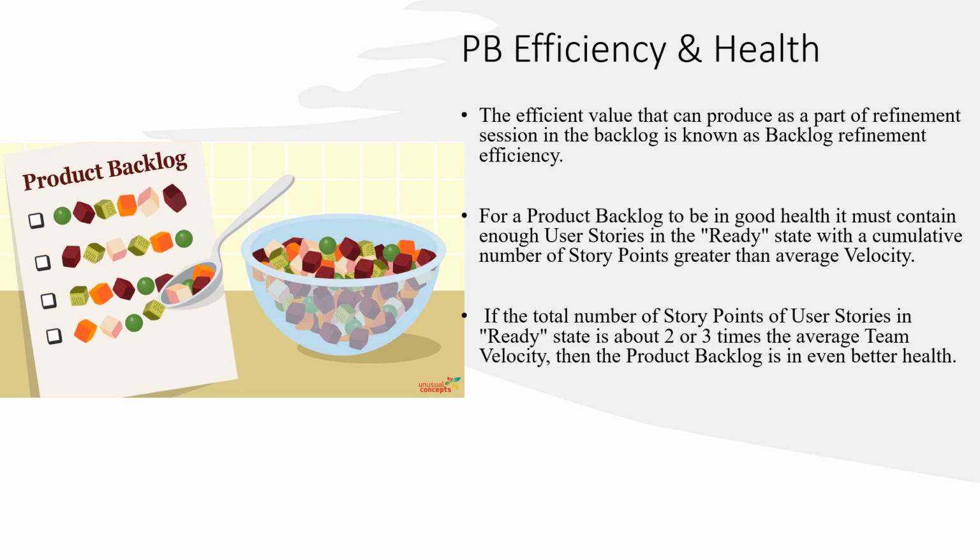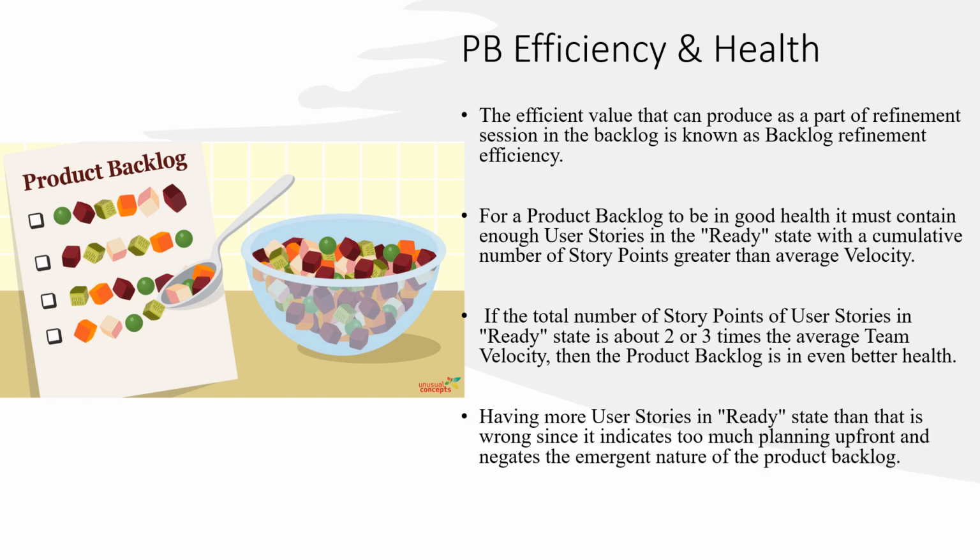If the total number of story points of user stories in ready status is about 2 or 3 times the average team velocity, then the product backlog is in even better health. Having more user stories in ready state is wrong, since it indicates too much planning. Again and again, I'm repeating how important product backlog refinement is. Similarly, we have to know what to refine and how many items to refine. That kind of prediction and calculation is really needed for us. Moving to the next slide.